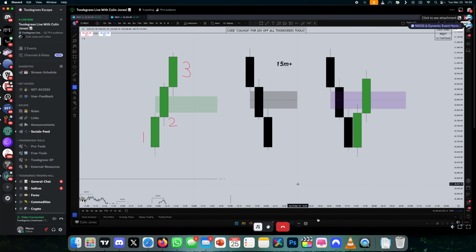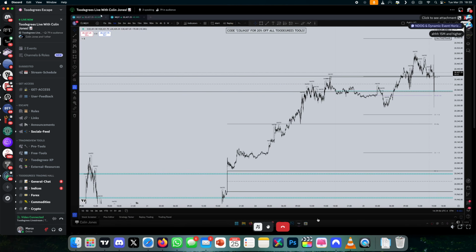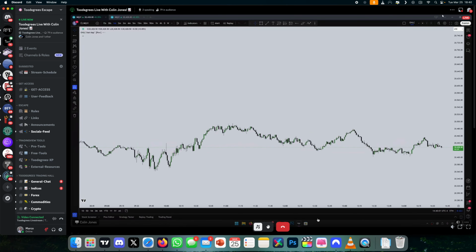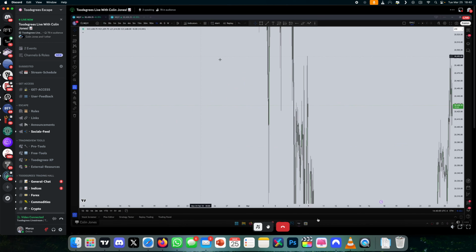Why do I consider a 15-minute a higher time frame? Because I'm executing on the 1 through 5. So if we look at the 15-minute and higher, we get some nice gaps to look at. Let's go back to a day that we respected our stat map levels, and I will talk about how to find those fair value gaps.